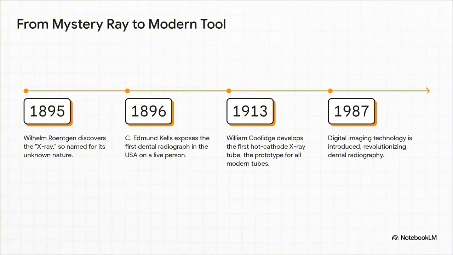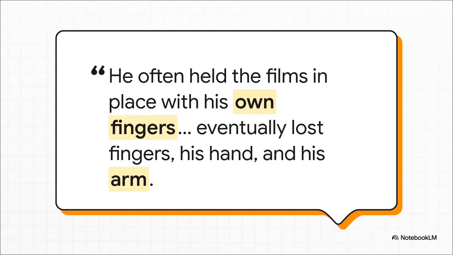William Coolidge invented the modern X-ray tube we still basically use today in 1913, and then of course, digital imaging completely changed the game in 1987. But being a pioneer like that, it came with a huge cost. See, back then, nobody, including Kells, had any idea just how dangerous this invisible energy really was. He would actually hold the little film packets in his patients' mouths with his own fingers, every day. The result was just tragic. He developed cancer that over time cost him his fingers, then his hand, and eventually his entire arm.